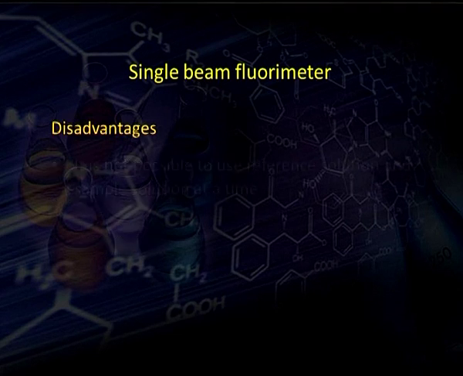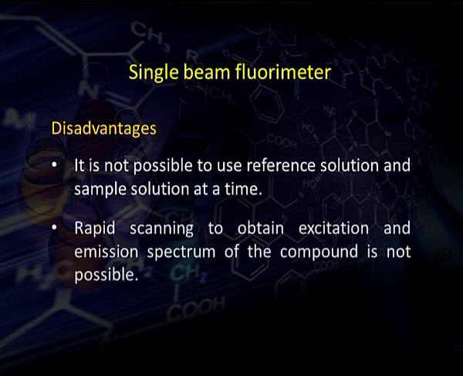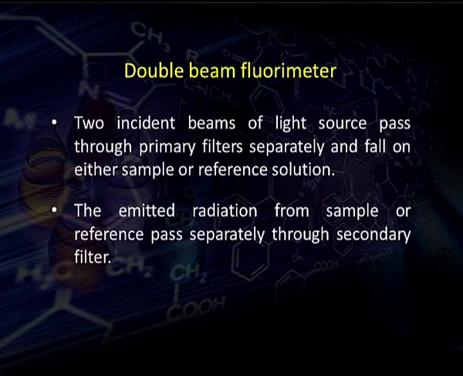The advantage of using single beam fluorimeter is that these are simple in construction, easy to use and economical, and the disadvantage is that it is not possible to use reference solution and sample solution at the same time. Second disadvantage is that rapid scanning to obtain excitation and emission spectrum of the compound is not possible. So, a double beam fluorimeter is generally used.